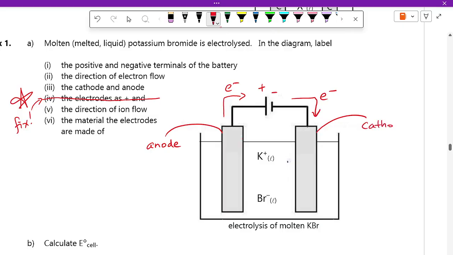No, but this one, because this is going to be more positive. No, it's just the other way. Gotcha. Ooh, you know what else you could do? You could write the half reaction at each electrode.